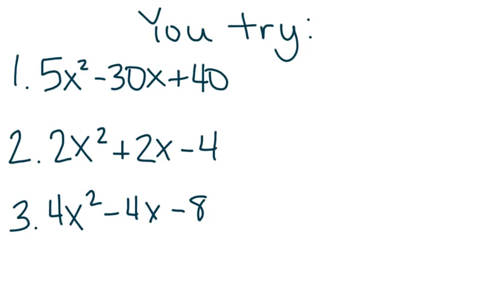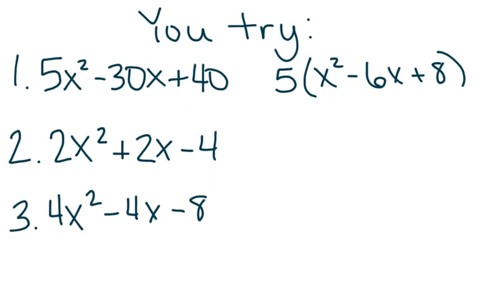Okay. So for this first one, we can take out a 5 for its GCF, and then we'd be left with x squared minus 6x plus 8. So then I'm looking for two numbers that multiply to give me 8, but add to give me negative 6. So an x minus 2 and an x minus 4. That's my answer for number 1. If you got it right, yay!